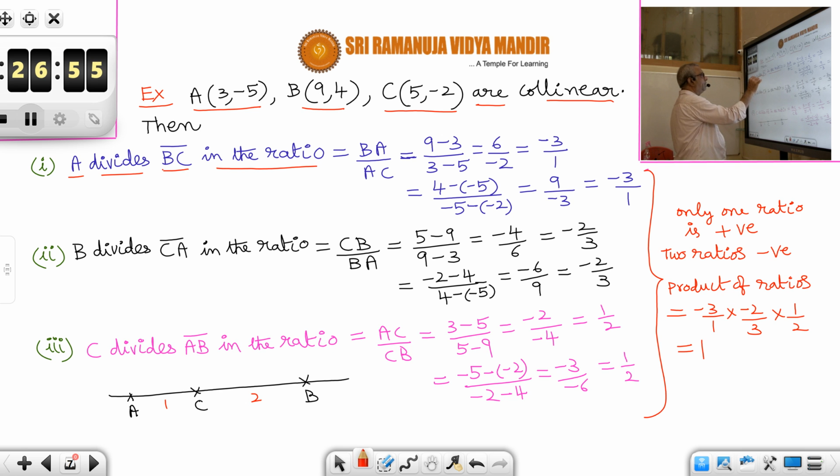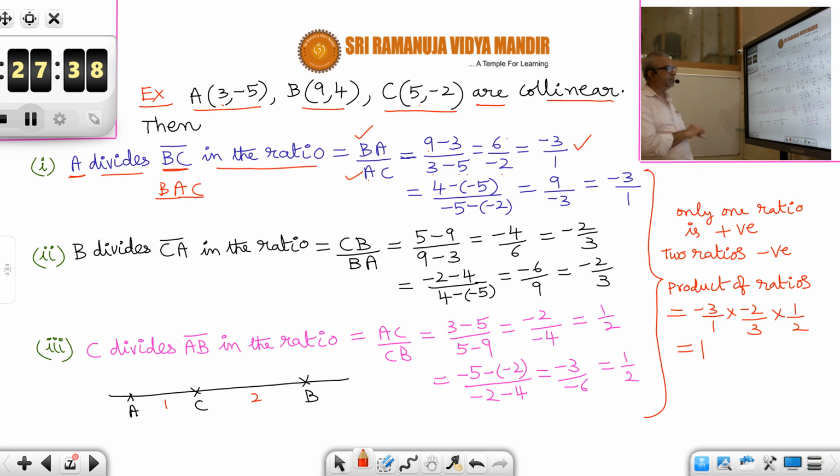A divides the line segment BC in the ratio means what you have to do? You have to keep A in between B and C, like this. Read from left to right: BA by AC. Let us use x coordinates first. x coordinate of B is 9, minus x coordinate of A, 3. So 9 minus 3, divided by x coordinate of A, 3, minus x coordinate of C, 5. So 9 minus 3 is 6, by 3 minus 5, minus 2. So it is -3:1.